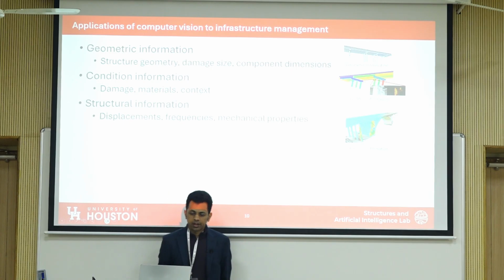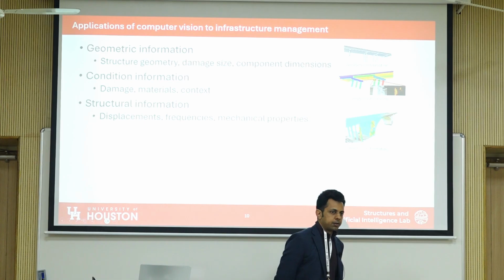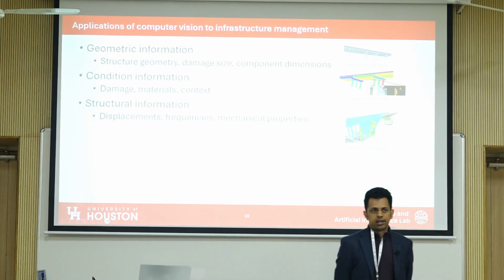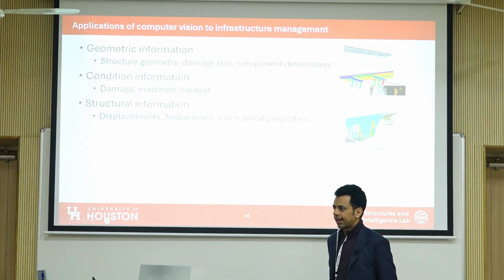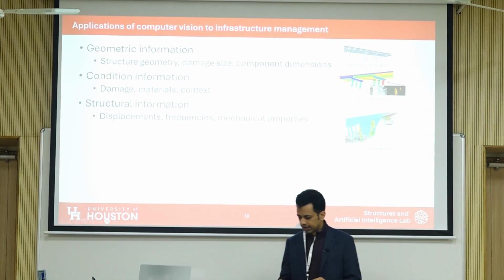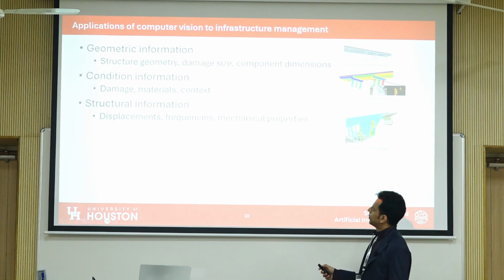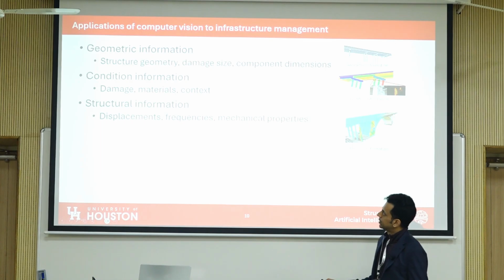Now, in terms of infrastructure assessment and management, I like to classify the types of information that we can extract with computer vision into 3 categories. Again, with computer vision, we're making sense of what's out there. The first one is geometric information. So we can get things like the geometry of the structure, or the size of certain damage, or the dimensions of components. And then we have condition information.